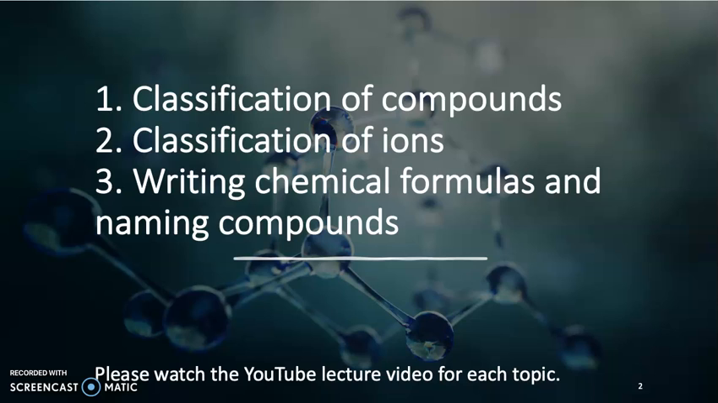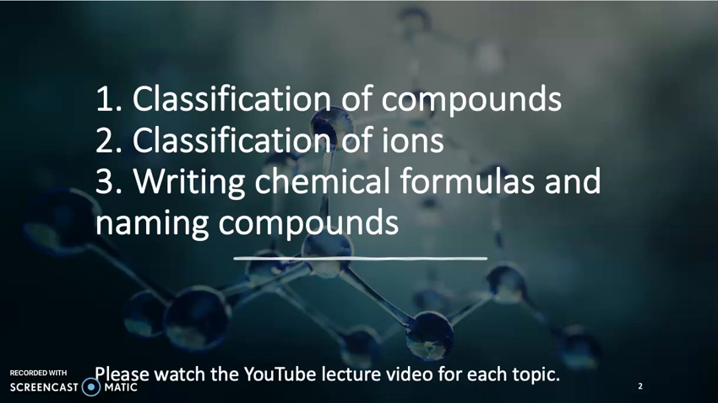The first topic you will learn in this chapter is how you classify chemical compounds. And then you will learn how to classify ions. Remember, in the previous chapter we talked about cations, which carry a positive charge, and anions, which carry a negative charge, or they are negatively charged. So you want to classify them. Last of all, you will learn how to write chemical formulas and name compounds.